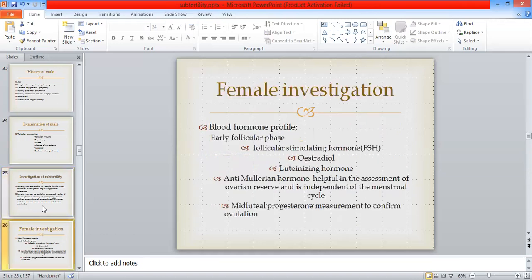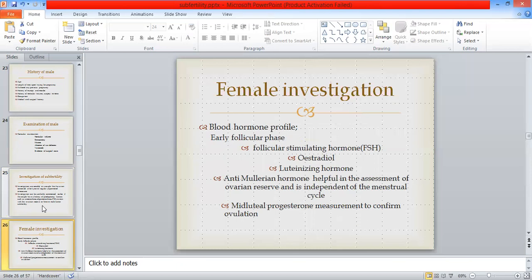Female investigation: what investigation are we doing in the female partner? The most important is the blood hormone profile. In a woman with a regular monthly menstrual cycle, we prescribe early follicular follicle stimulating hormone, estradiol, and luteinizing hormone.